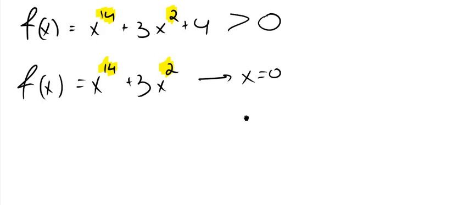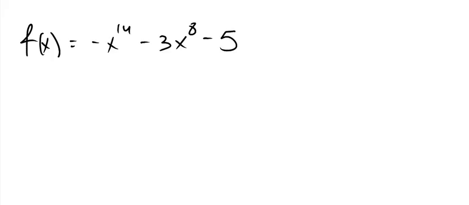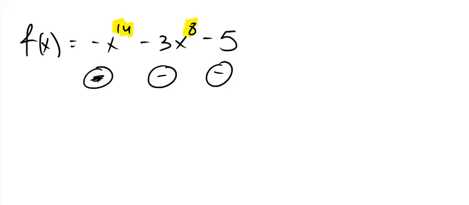Now there's another version for this trick, which is the same thing just backwards. Negative x to the power of 14 minus 3x to the power of, let's say, 8 minus 5. Again, all powers are even, which means the x itself is always positive. So minus x is always negative. And again here, this is always positive because it's an even power. Minus 3, always negative, and this is negative, which means this is always smaller than 0.